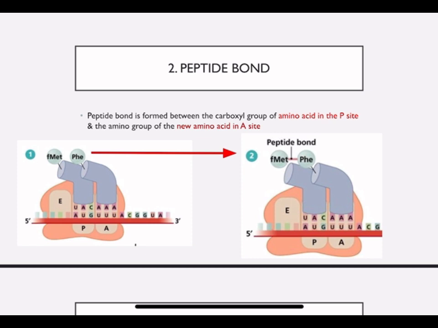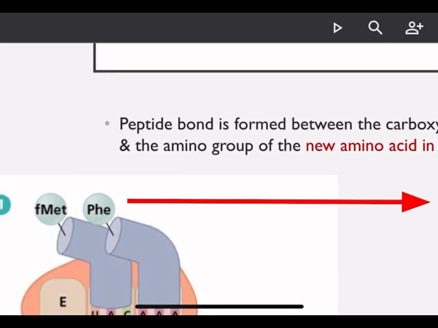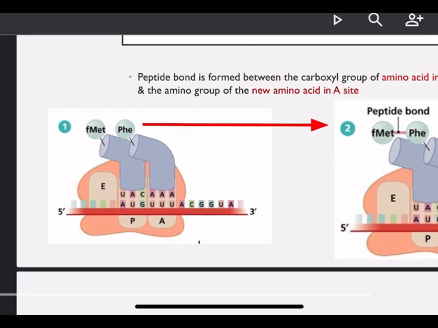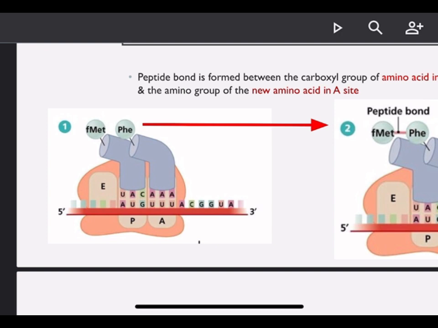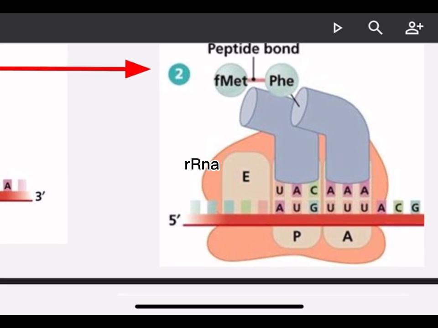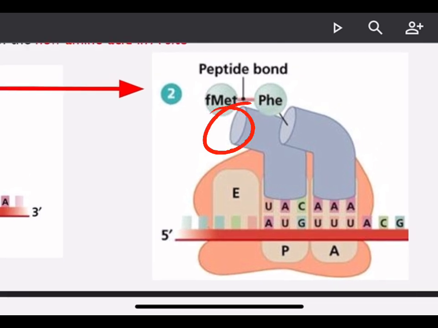And the second step is peptide bond formation. A peptide bond is formed between the carboxyl group of the amino acid in the P site and the amino group of the new amino acid in the A site. It is catalyzed by peptidyl transferase. The large subunit rRNA acts as an enzyme, called a ribozyme. These steps remove the growing polypeptide from the tRNA in the P site and bind it to the new amino acid on the tRNA in the A site by a peptide bond.